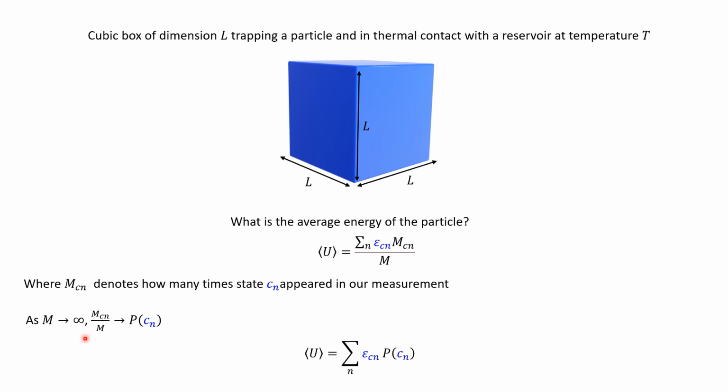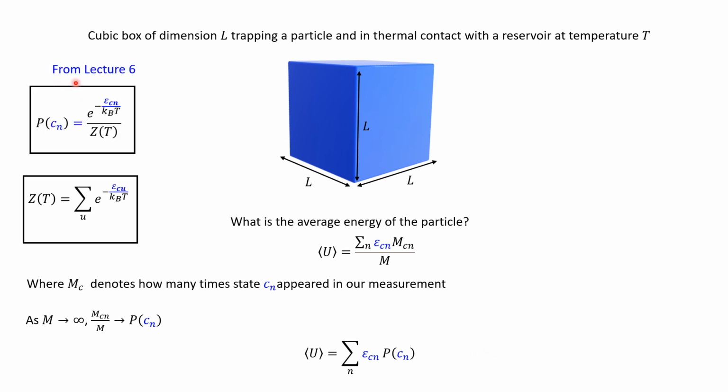So with this condition, we can express the average energy in terms of the probability of finding the state Cn. So this ratio here, as m goes to infinity, converges to this probability. So this expression is just a more elegant way of expressing a very simple average. We just add up all the energies we have measured and divide by the number of measurements we took.